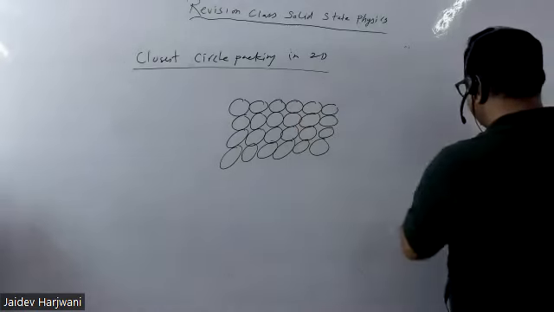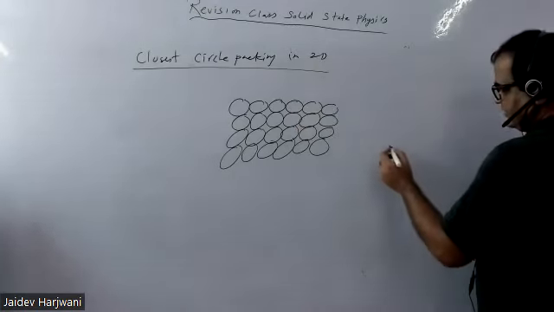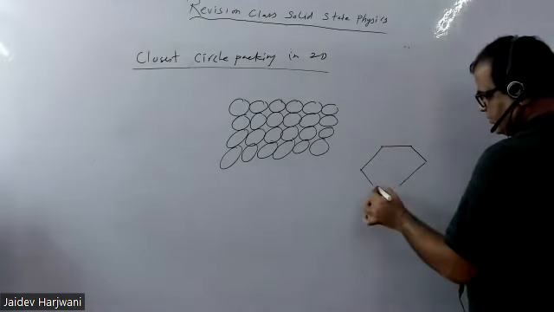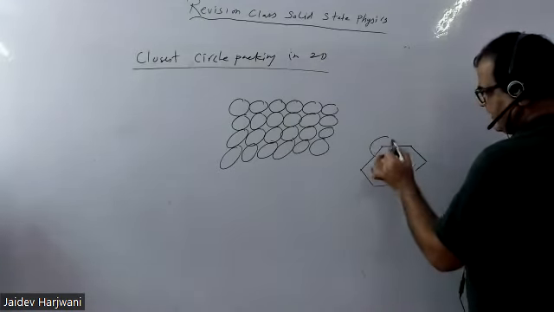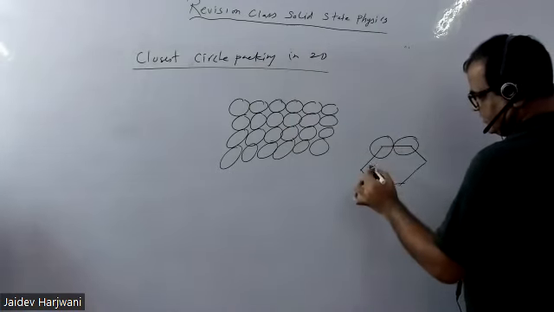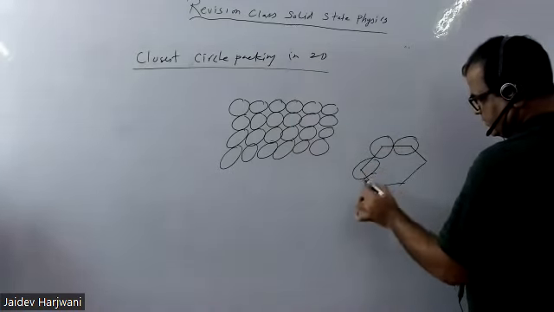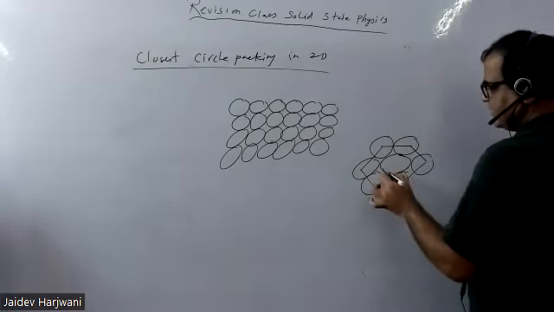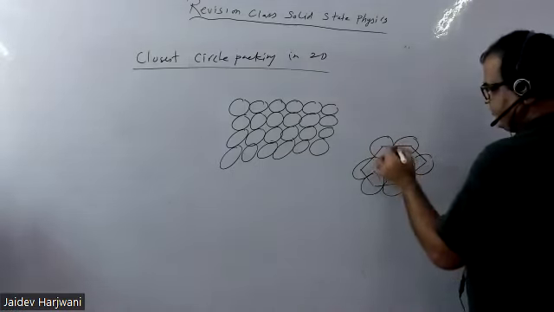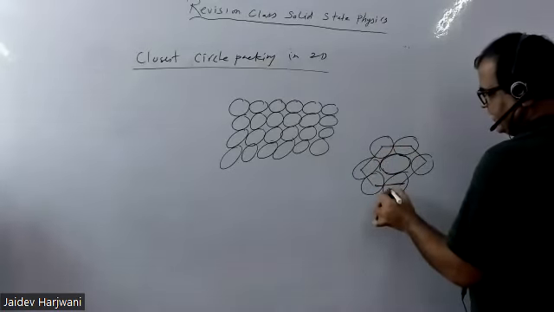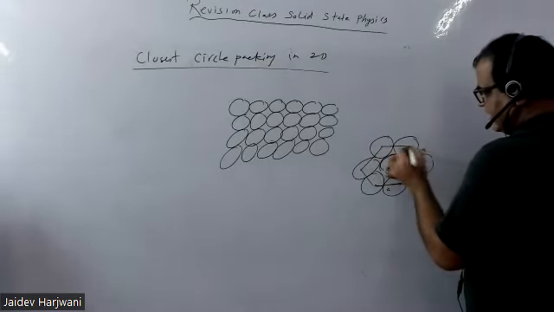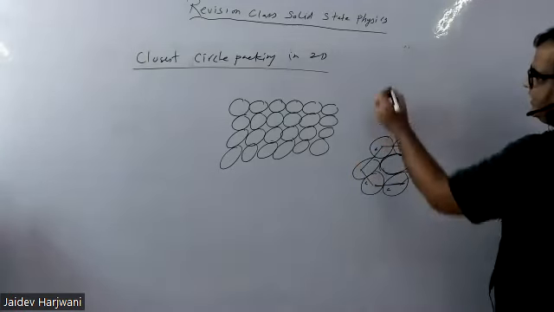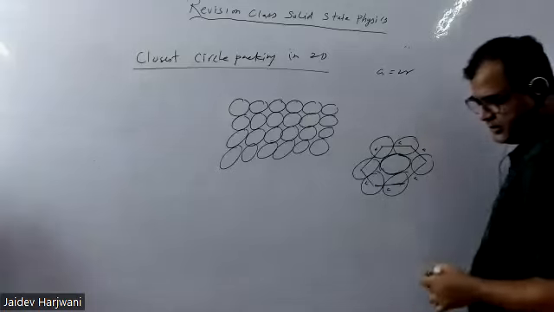In the closest packing of circles, the unit cell will be what? You have seen the unit cell will be hexagonal, where you will have atoms like this. So this will be your closest circle packing. If the hexagonal side is A, then A is equal to 2R.